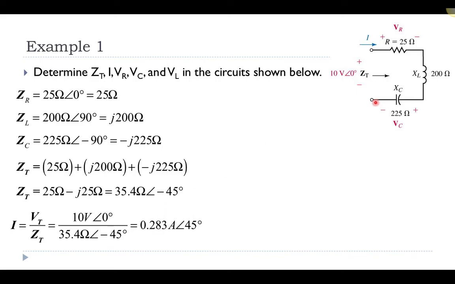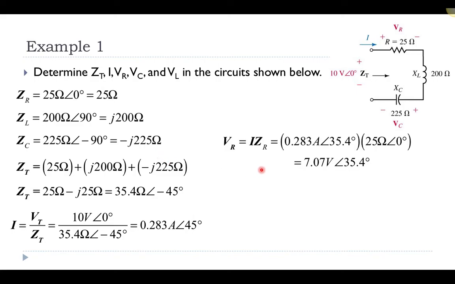Once I know the current in my circuit, I can use the equivalent of Ohm's law for each of the components, and I can figure out what the voltage is. So the voltage across the resistor would be the current times the impedance of that resistor, so 0.283 amps, phase angle of 35.4 times 25 ohms, and I get 7.07 with an angle of 35.4. So I note that the voltage across the resistor and the current through the resistor are actually in phase with one another, which is what I would expect for the resistor.